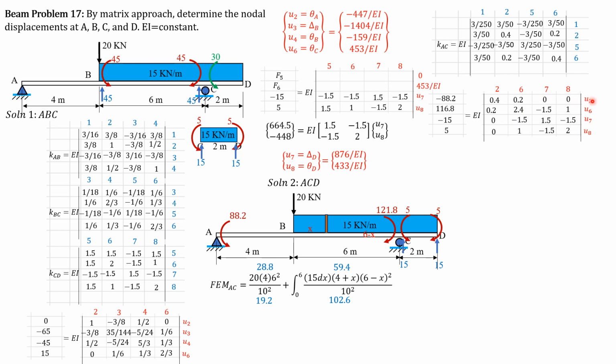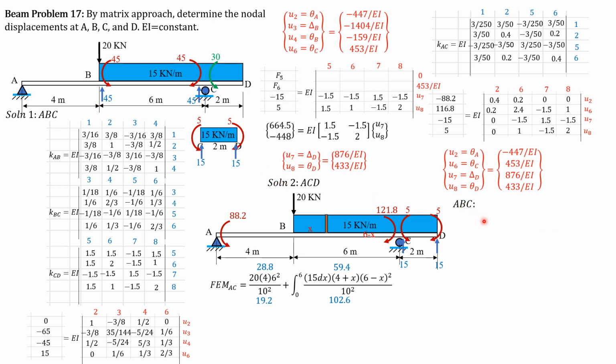So from here, we can now compute these displacements as the inverse of this 4x4 matrix times this force matrix here. And it is equal to, this corresponds to theta A, theta C, delta D, and theta D. So the values are negative 447 over EI, 453 over EI, 876 delta D over EI, 433 over EI, which are correspondingly equal to this. So we make B as the last unknown, delta B and theta B, because this is another solution number 2.